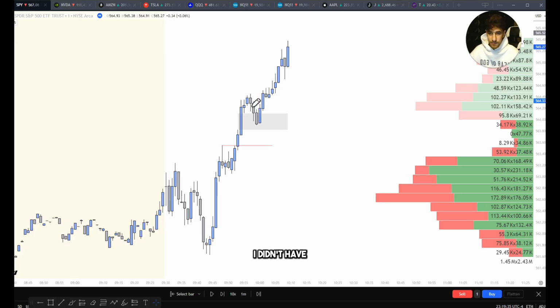Over there, I didn't have a slow kind of grind down into the fair value gap. It was just like massive rejection right off the breakout, come back into it. I don't want to play that.